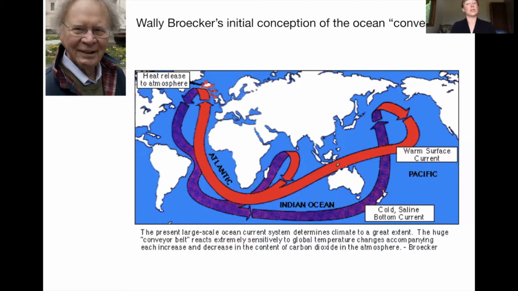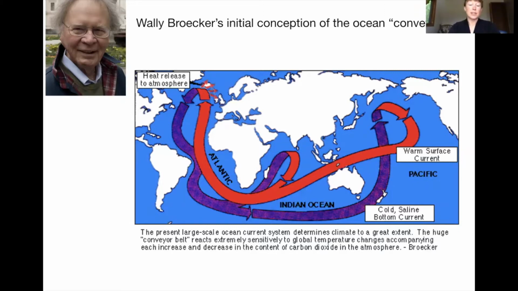So if it's cold and salty, that makes it more dense, and so it sinks. So that cold North Atlantic water sinks down and travels all the way around the ocean basins. And that's shown by this dark blue or purple arrow that goes into the Indian Ocean and the Pacific Ocean, and eventually comes back up to the surface.